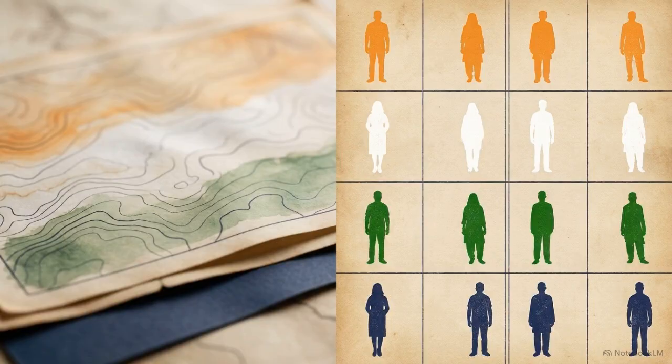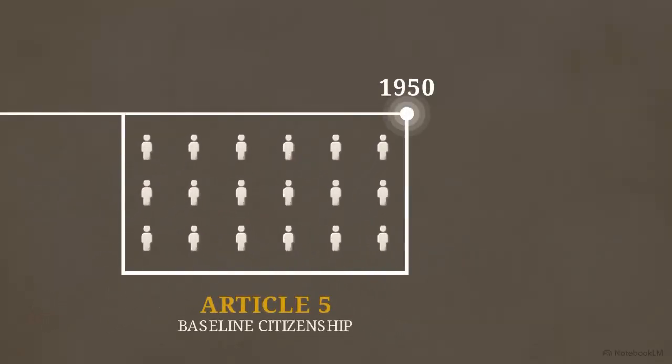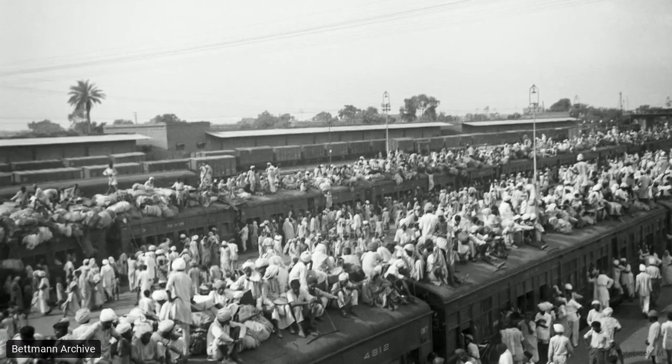While the land was flexible, rules for the people living on it had to be precise. Article 5 laid down the baseline definition of citizenship for those living in India when the Constitution commenced. But this baseline faced an immediate challenge.